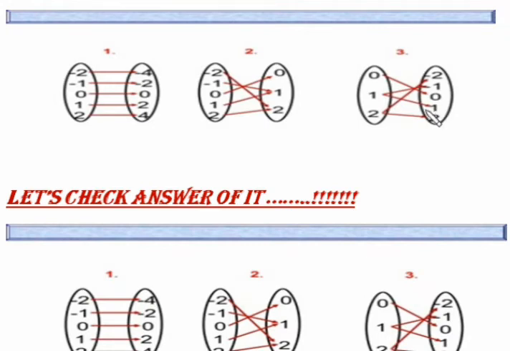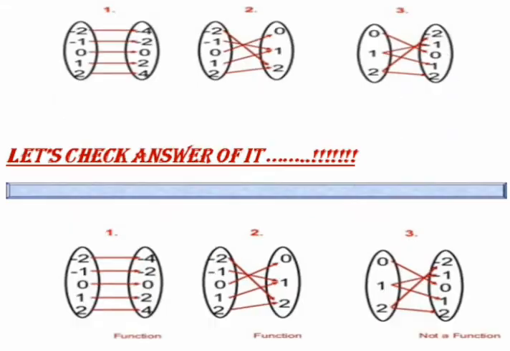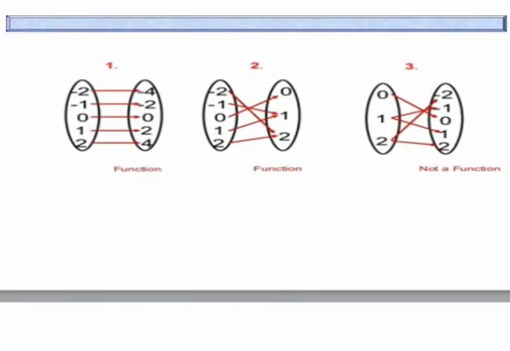1 with -1, this is not possible. A single input never gives two outputs. So this is not a function. Now we see the result is the same here. This one is a function, this one is a function, this is not a function.